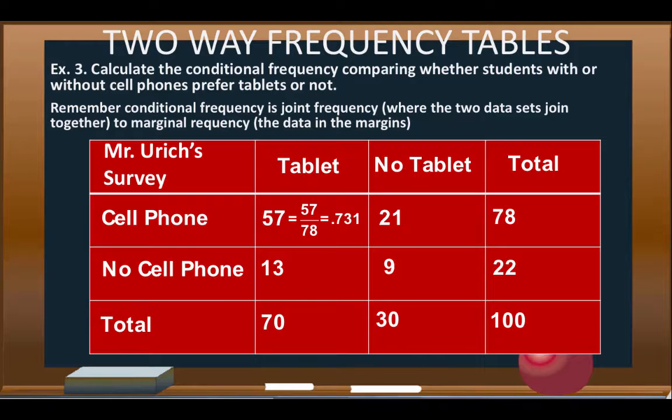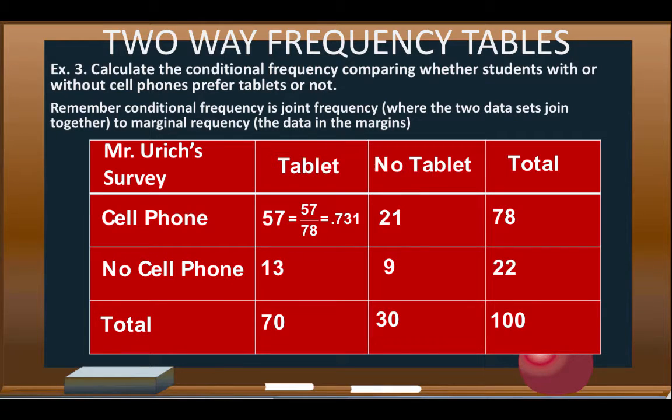So that's saying that 73.1% of students who have a cell phone also have a tablet. That's different than the last one, where we were saying 73% of students have a cell phone and tablet. This one's saying 73.1% of students who have a cell phone also have a tablet. So we're focusing in just on the students with the cell phone.